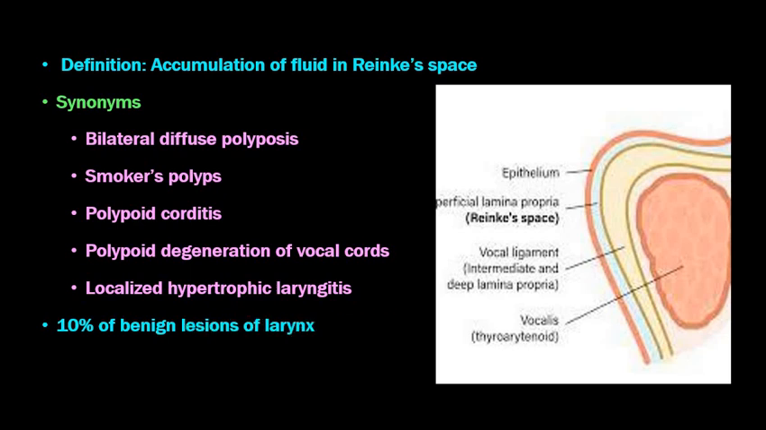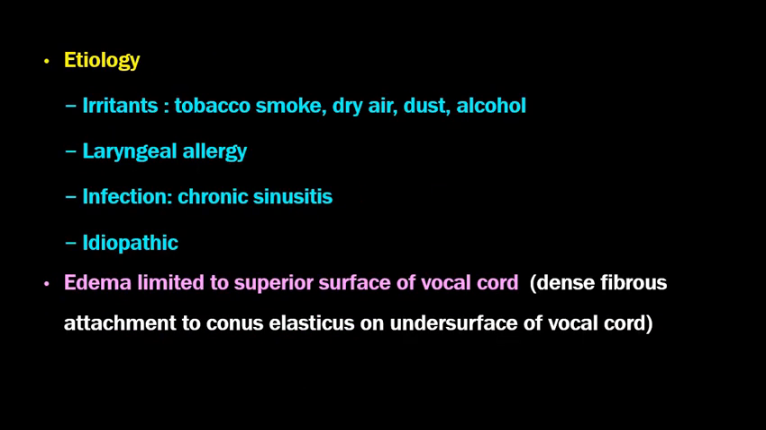Reinke's edema accounts for around 10% of benign laryngeal lesions, so this is not an uncommon condition. You can see here, this is the Reinke's space. The etiology of Reinke's edema is multifactorial. Common irritants like tobacco smoke, dry air, dust, and alcohol may lead to Reinke's edema. It is most commonly found in people who smoke cigarettes. So this is also called smoker's polyps.